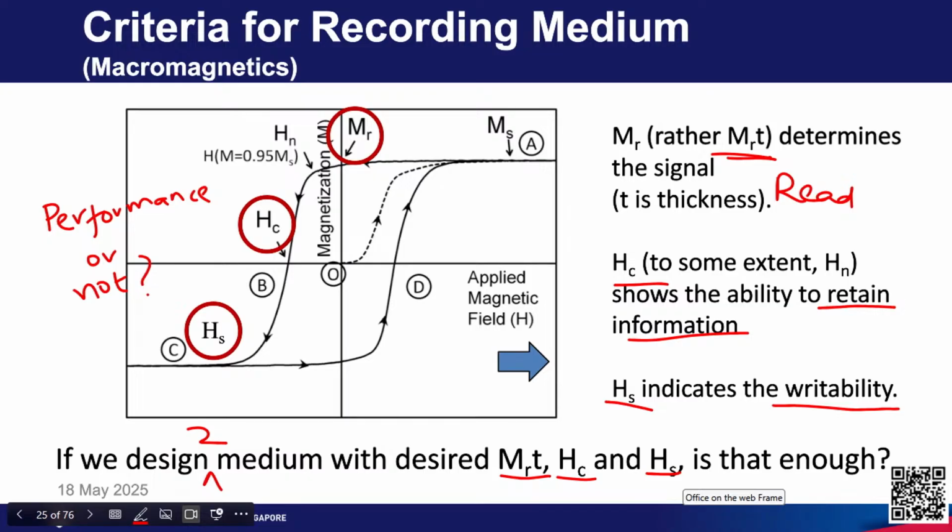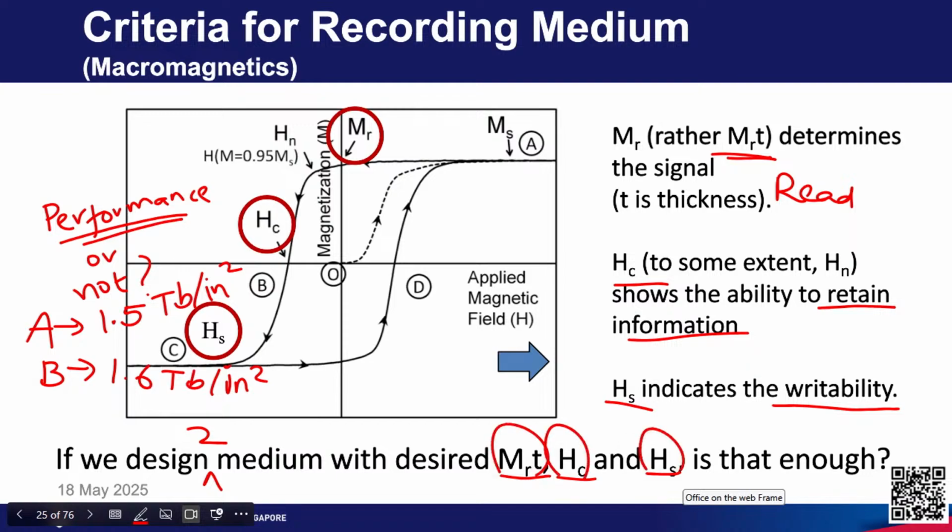So, for example, let us say I have two media A and B, with MRT, coercivity and Hs almost the same. When I say performance, I am talking about how much information I can pack in a given area. Maybe medium A gives rise to 1.5 terabit per square inch, and medium B gives 1.6 or 2 terabit per square inch, something like this. So, the two media A and B have almost similar values of MR, coercivity and saturating field, but the ultimate recording density I can achieve in medium B is more compared to medium A. Why is it so?